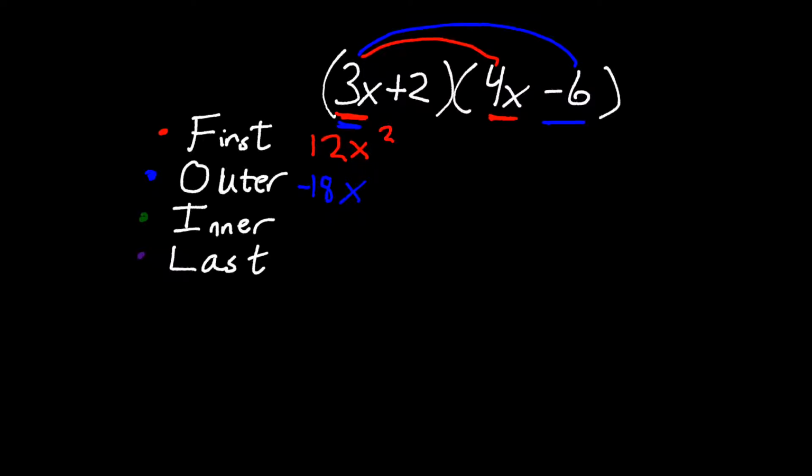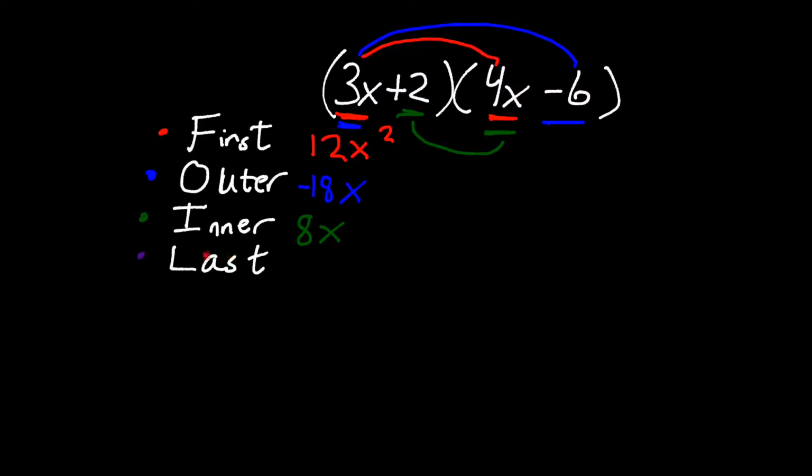Now I need my inner numbers, my inner terms. So what numbers are going to be our inner terms? Hopefully you will say 2 and 4x. So we can multiply those terms together. I have 2 times 4, which is 8. And I have a constant with no x times a term with an x. So this x is just going to tag along like before.